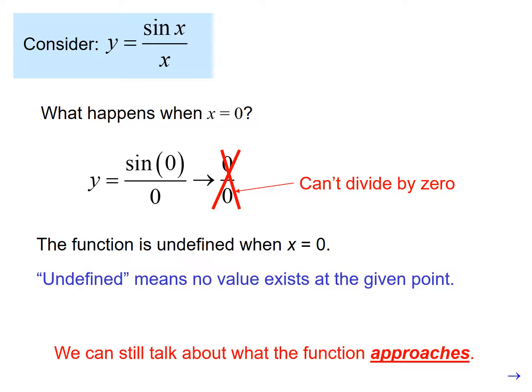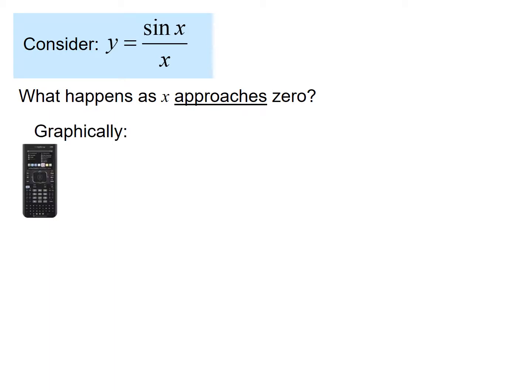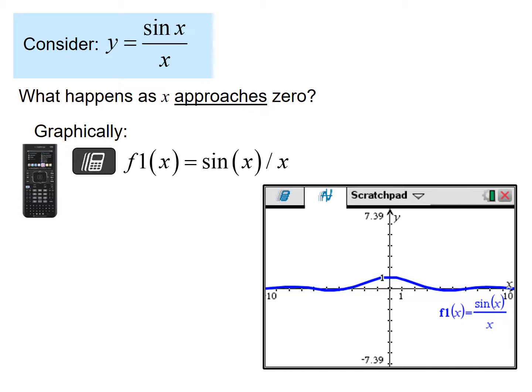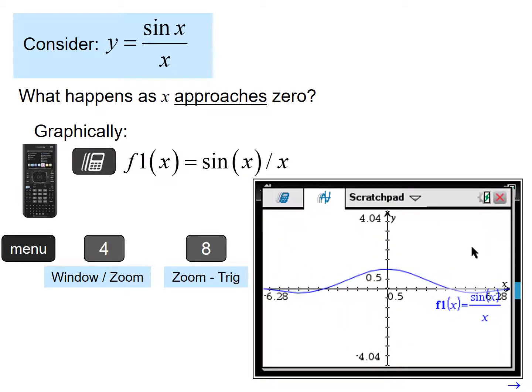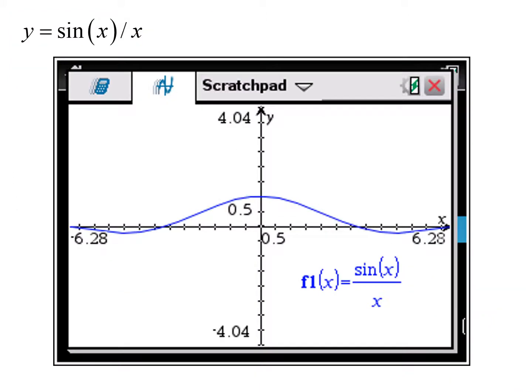Okay, now, despite the fact that it's undefined, that means that there is no value. When x equals 0, y doesn't have a value. But we can still talk about what the function is approaching as x approaches 0. So we're going to investigate the graph. Create this graph, and it looks, just on first glance right there, to be approaching a y value of 1 as x approaches 0. You can zoom in. Zoom trig just makes it so that the window goes from 0 to 6.28. That's 2 pi.